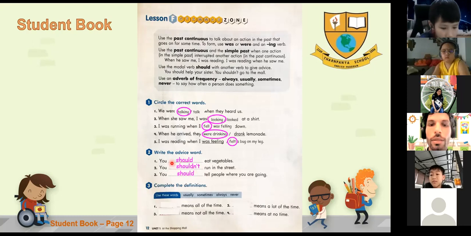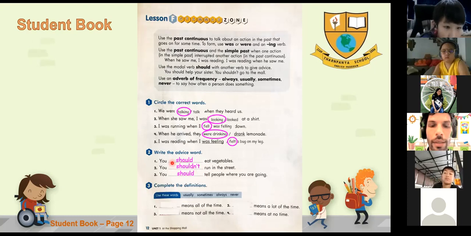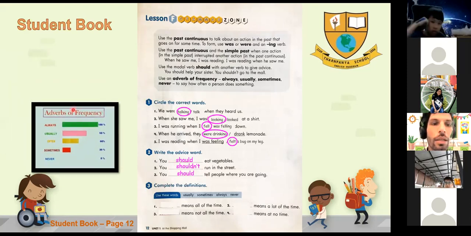Okay. So now we're going to talk about, I know there are a lot of grammar rules on this page, but don't worry because we are going to practice once we use the workbook. So now we're going to talk about another grammar rule. Let's take a look at this chart that appeared on your screen.